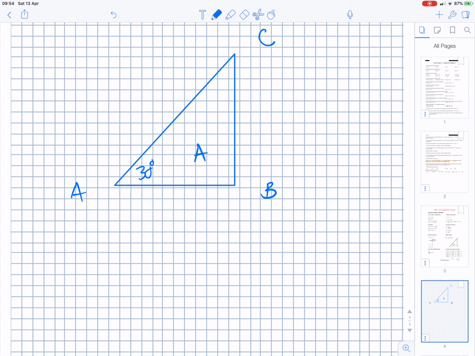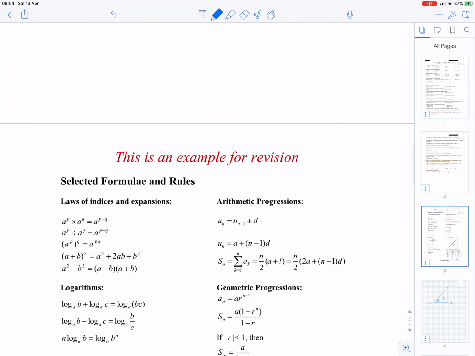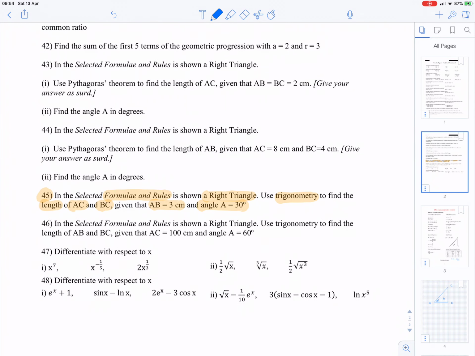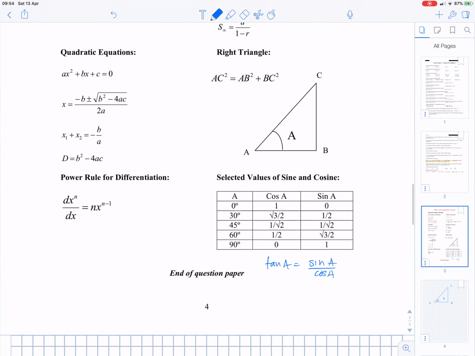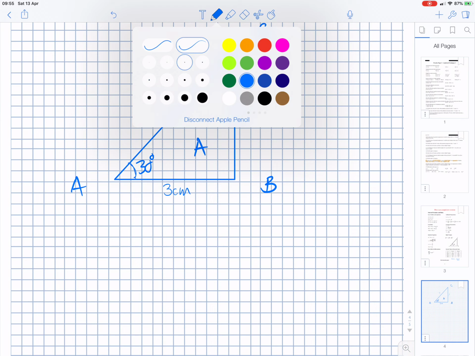So this is angle 30 degrees, and we're being asked to find AC and BC. We know AB is 3 centimeters, so this here is 3 centimeters. Then AC we don't know, and BC we don't know. But what do we know?